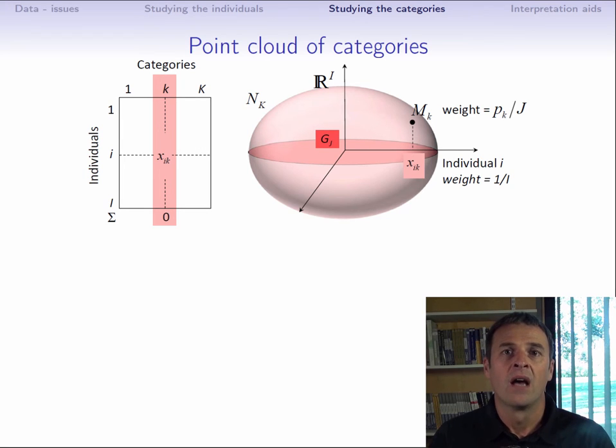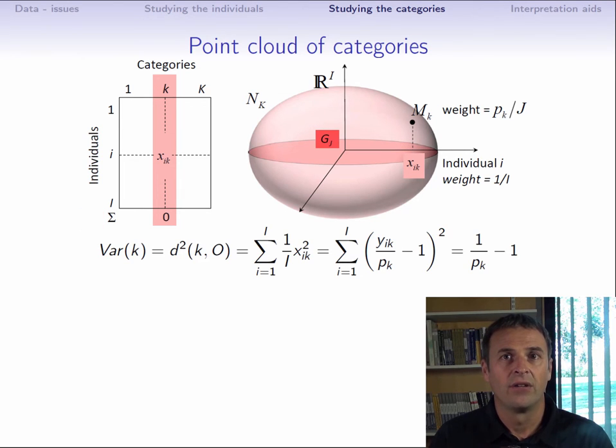This point cloud has the following property. For a given individual i, the sum of the coordinates x_ik of the categories of a given variable is equal to 0. Therefore, the origin is the same thing as the center of gravity of the categories of a given variable. As the property holds for all the variables, the center of gravity of the point cloud N_K is itself the origin. Let's now calculate the variance of category k.